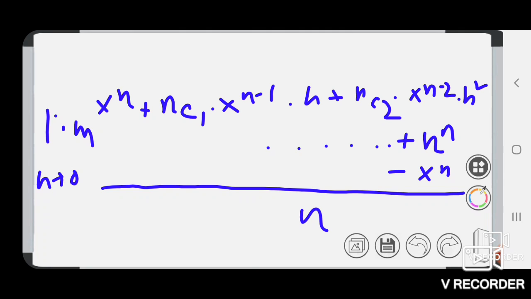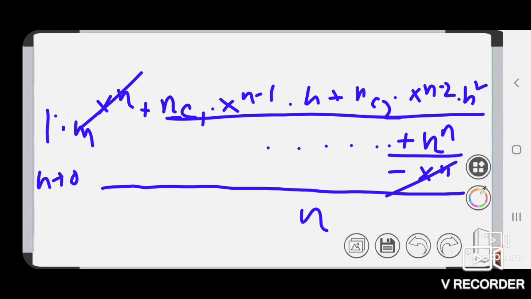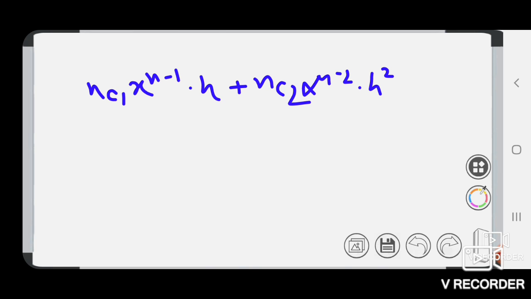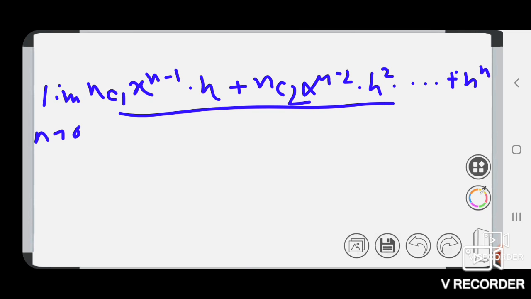So x to the power n gets cancelled, and this is what is left. What we're going to do is we have nC1 x to the power n minus 1 h plus nC2 x to the power n minus 2 h squared, and there is plus h to the power n, and there is limit h tends to 0 divided by h.